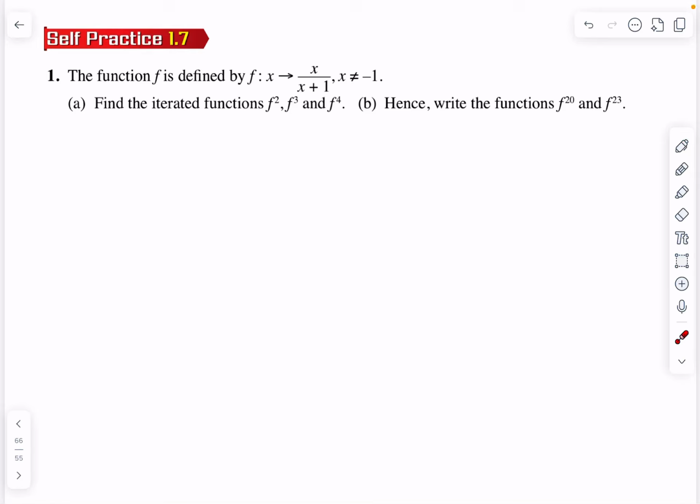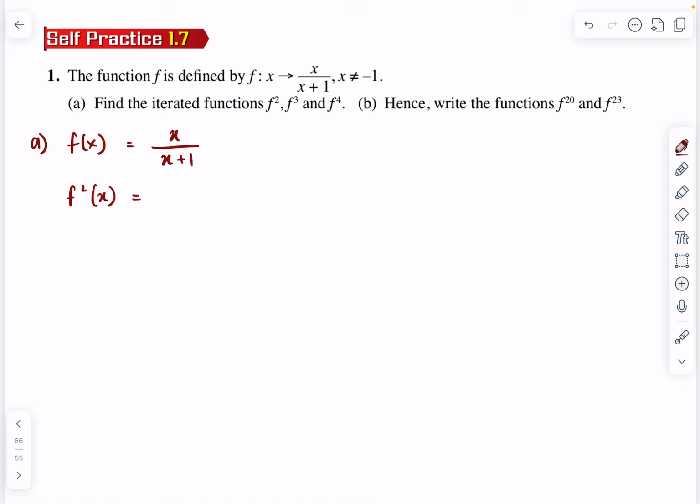Question 1. The function f is defined by this. Find the iterated functions f2, f3 and f4. Alright. So f(x) is x over x plus 1. First, let's find what f2 is.